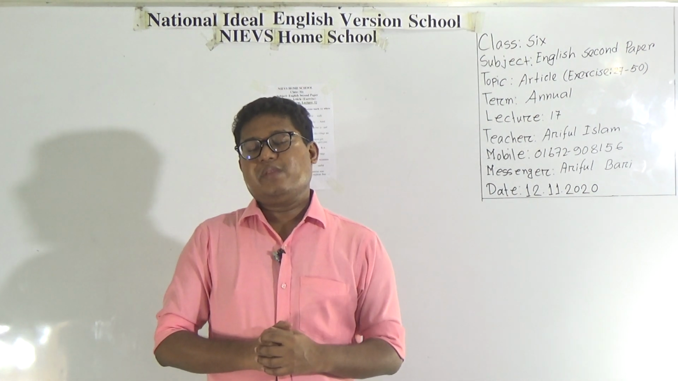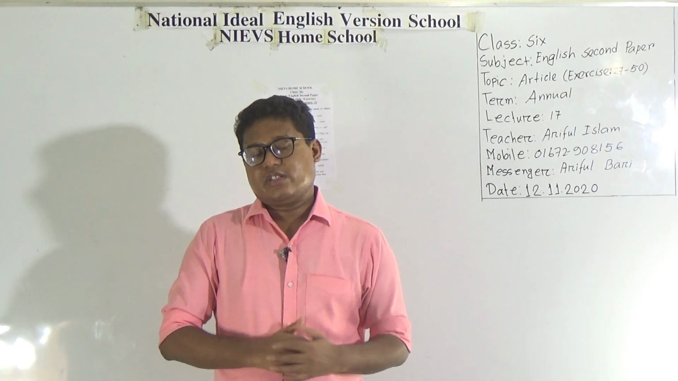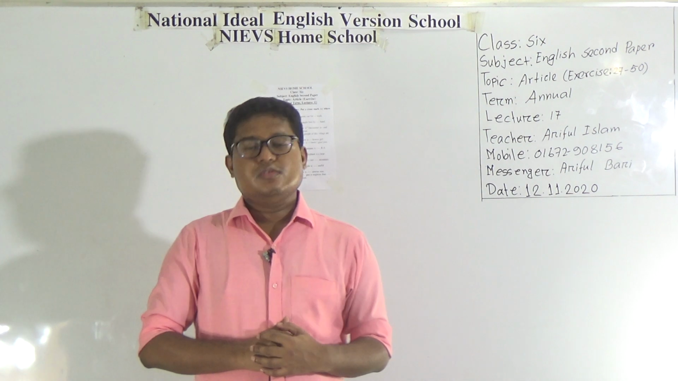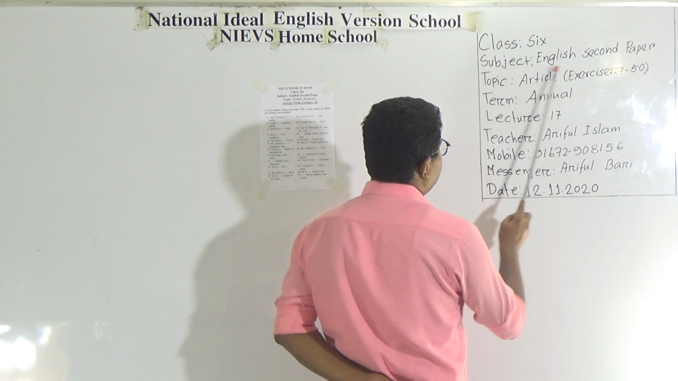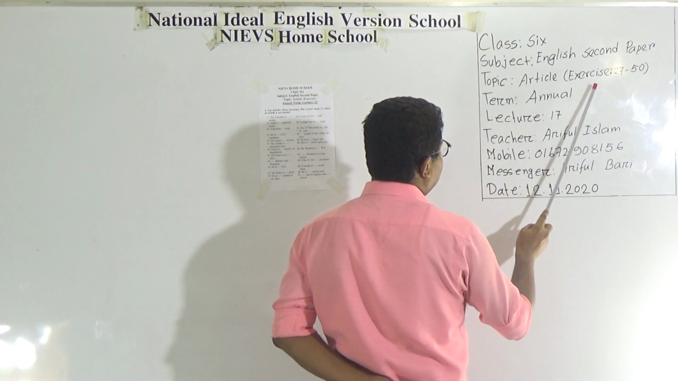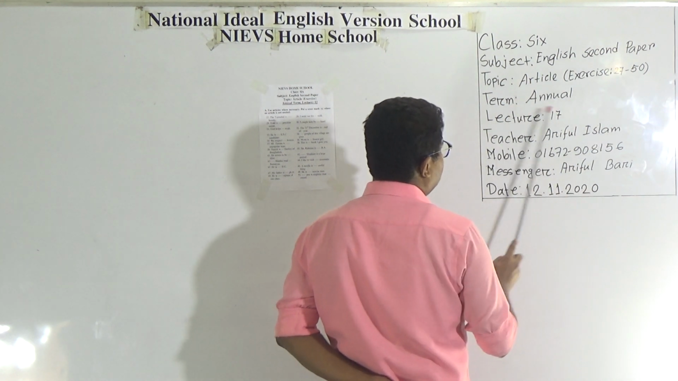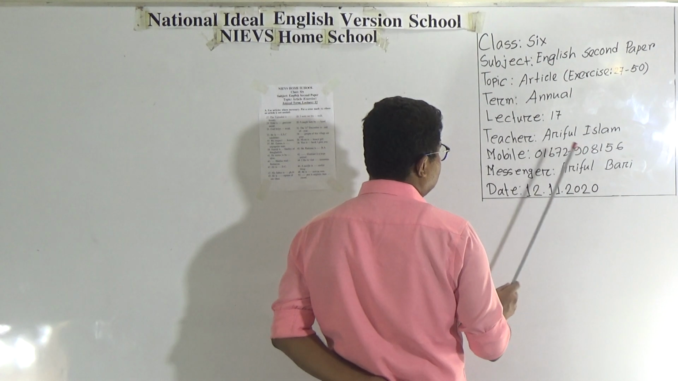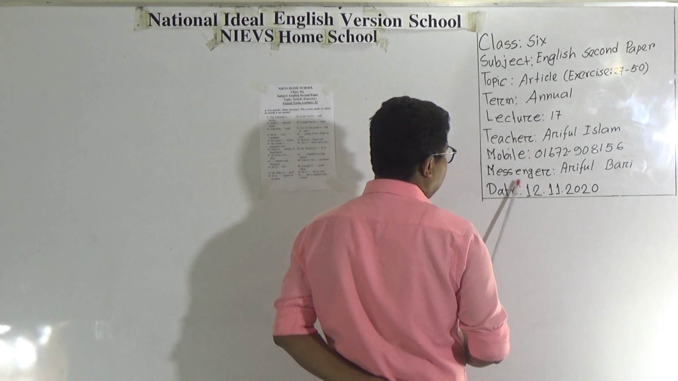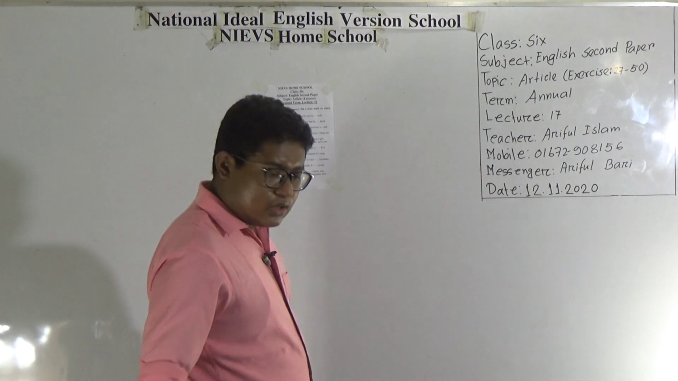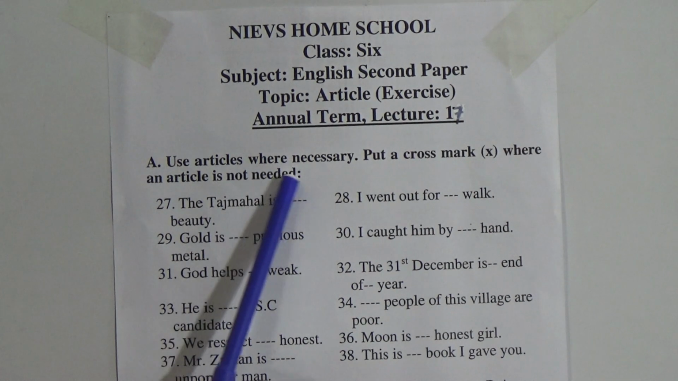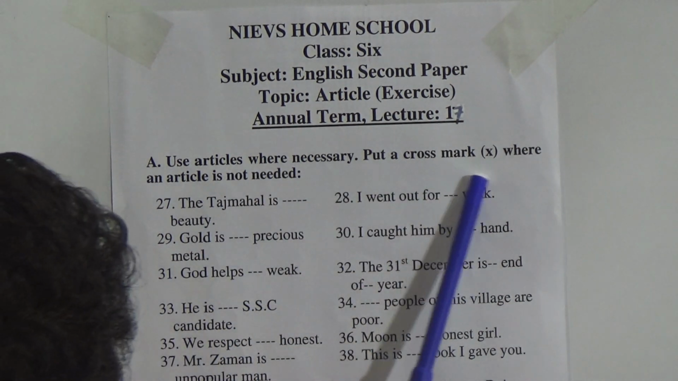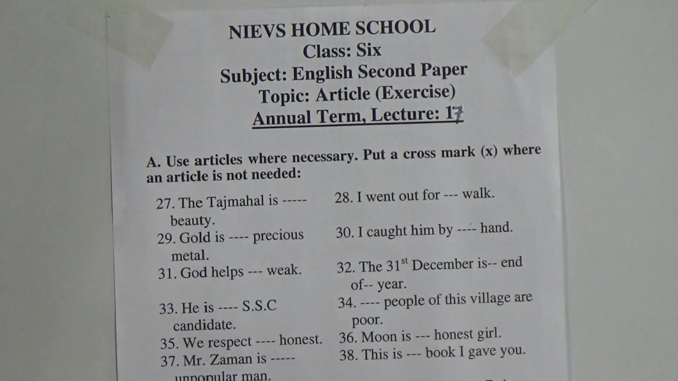Today I am going to take an English second paper class for class 6 students. Our today's topic, article exercise 27 to 50. Class 6, subject English second paper, topic article exercise 27 to 50, term annual, lecture 17, teacher Ariful Islam. This is my mobile number, messenger ID, and today's date. So let's come to our class today. Annual term, lecture 17: use articles where necessary, put a cross mark where an article is not needed.